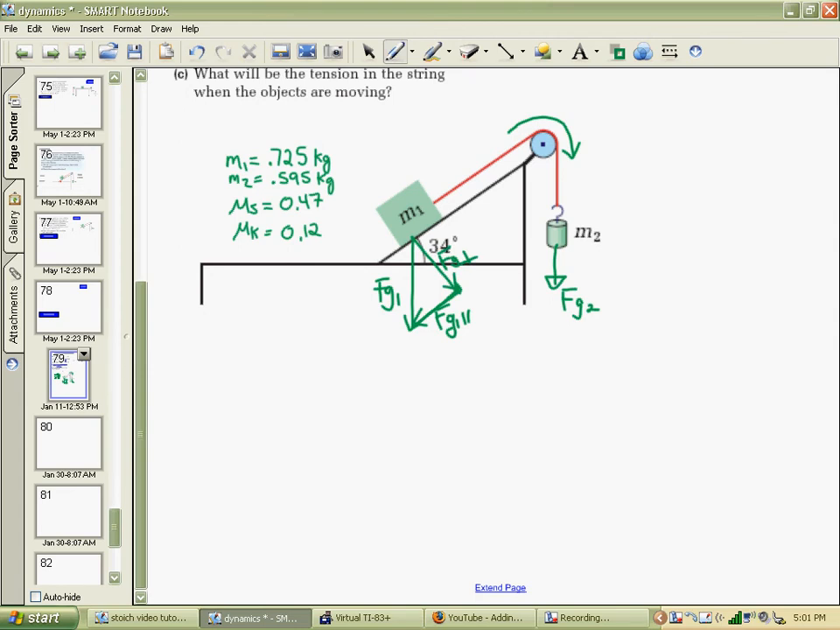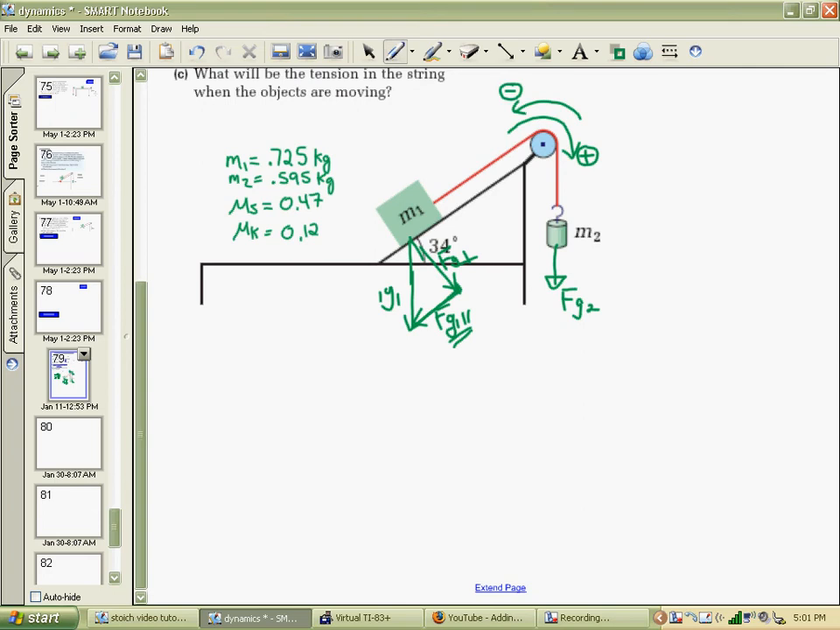Now, this part of gravity right here, FG parallel, is directed down the plane. So it's trying to make the pulley turn in the opposite direction. Things going clockwise we'll call positive, and any forces making the pulley turn counterclockwise are negative. That way we can fix this direction stuff that we've got.